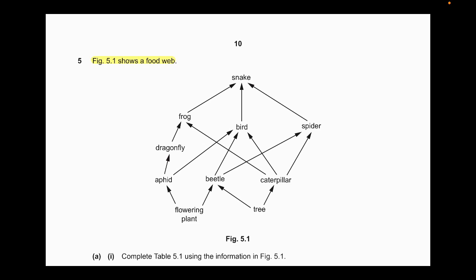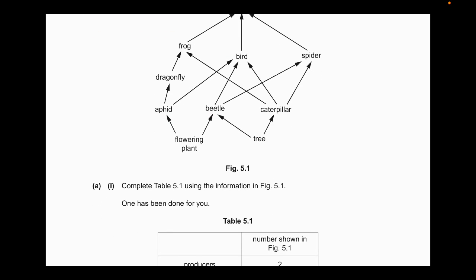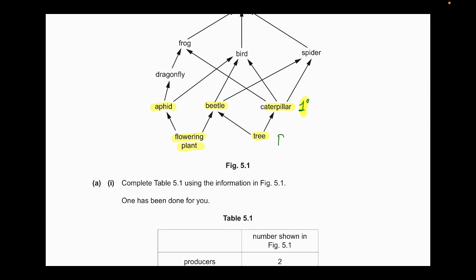Figure 5.1 shows a food web. We can see the food web, the flowering plant and the tree, they are the producers. Aphid, beetle, caterpillar, they are the primary consumers. So we're just going to give them a number. Okay, so this level is the producer. These are the primary consumers.